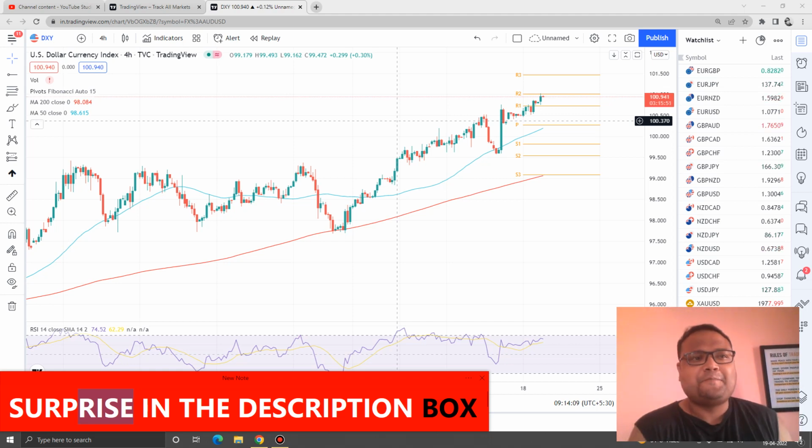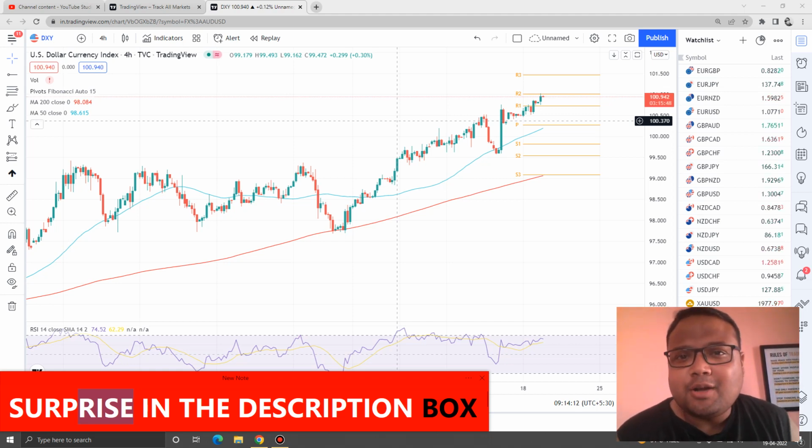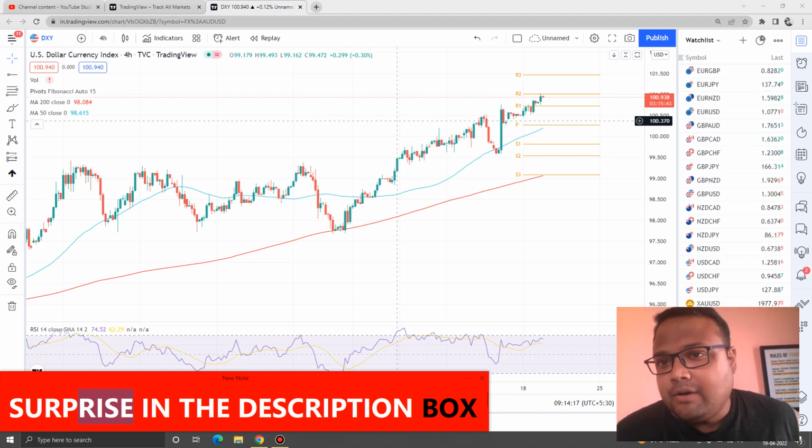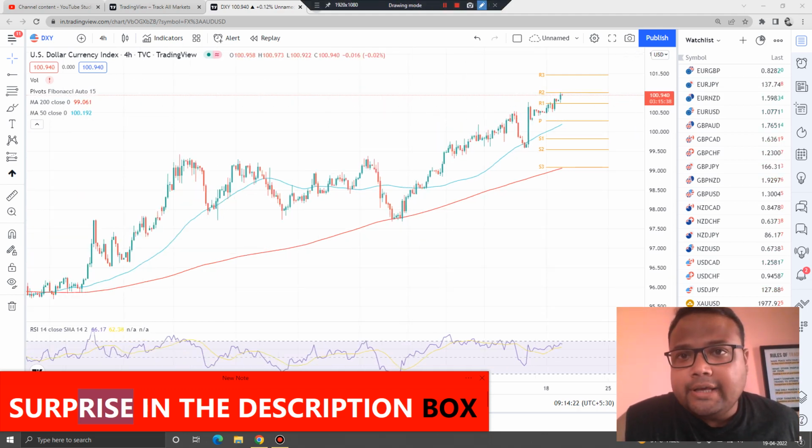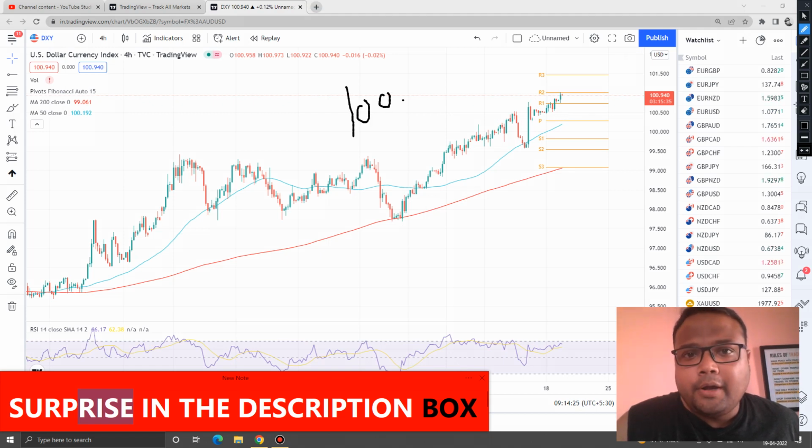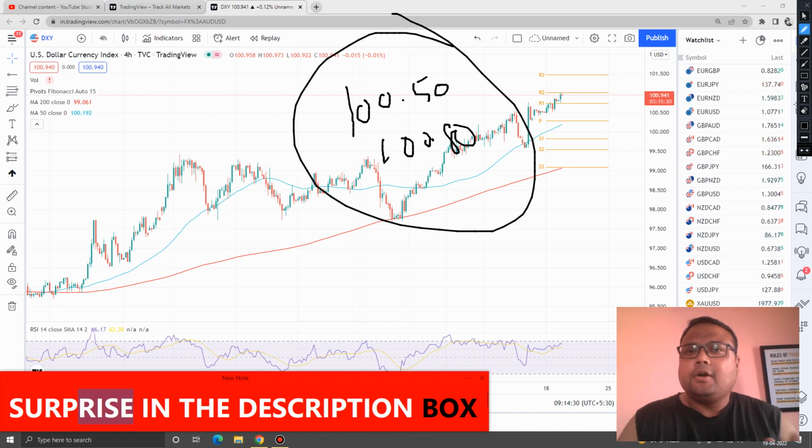So let's get started. This is the 4-hour chart of DXY, and DXY is flying. Right now trading at 100.94. The previous resistance on DXY was 100.50 to 100.80. If you trade on any USD pair, then knowing the important levels of DXY, knowing the body language of DXY is extremely important, because DXY or the US dollar plays a very important role in the market. So that's why we are discussing DXY.